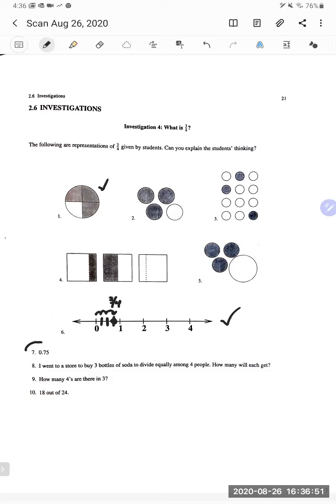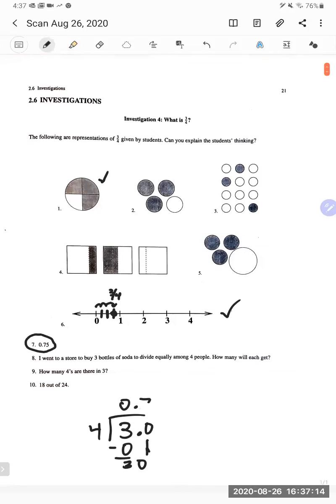So number 7, 0.75, that's just changing 3/4 into a decimal. So if you actually do the division, 3 divided by 4, well, 4 doesn't go into 3. 4 times 0 is 0. Subtract 3, add a 0, and bring it down. 4 goes into 30, 7 times, etc. And you keep going, and you would get 0.75 out of that. So that's another way to think about 3/4.